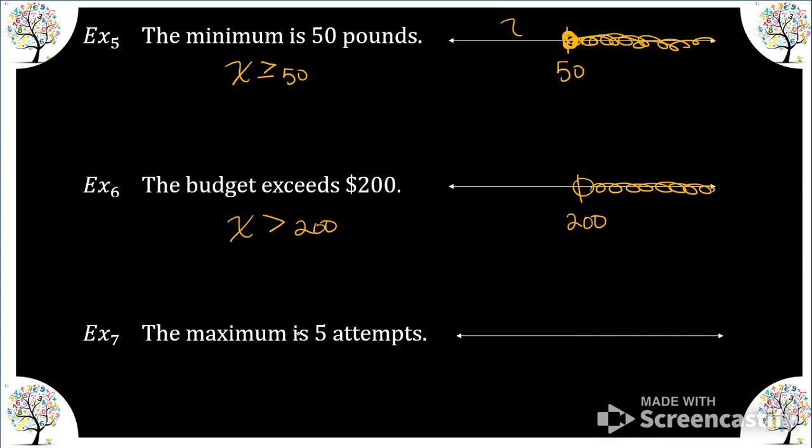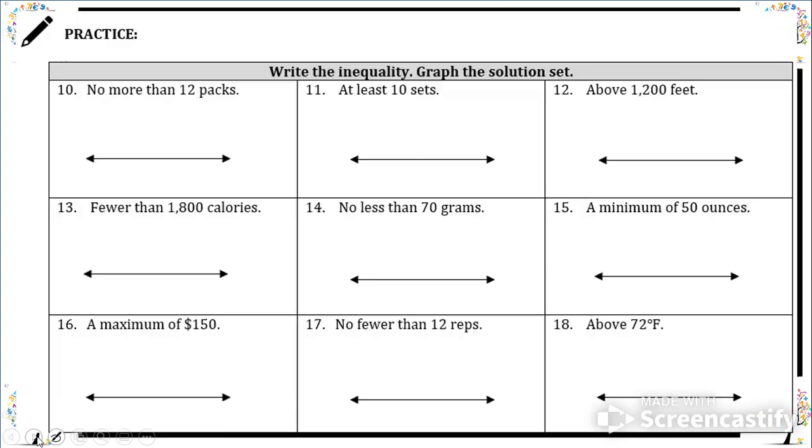The maximum is 5 attempts, so X representing the attempts. The maximum can be 5 or less than 5, but not more than 5. So 5 or less is another way we could have phrased that. So we have a closed circle shaded to the left.